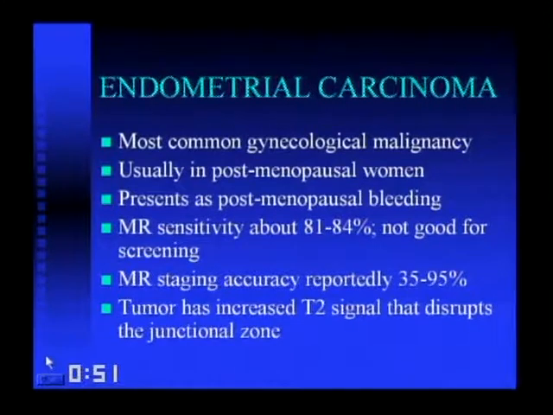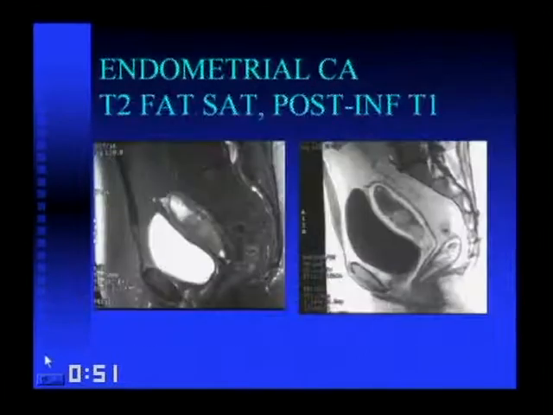It is the most common gynecologic malignancy and usually presents as postmenopausal bleeding. MR is fairly sensitive, but still not good enough for screening, with variable staging accuracies reported. What you're looking for is disruption of that dark junctional zone on T2 scans. Here's an example, T2 fat sat and a post-infusion T1 scan of an early endometrial carcinoma, early meaning it hasn't gotten beyond the uterus yet.